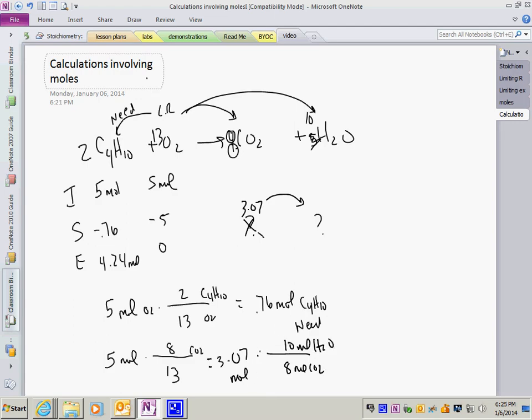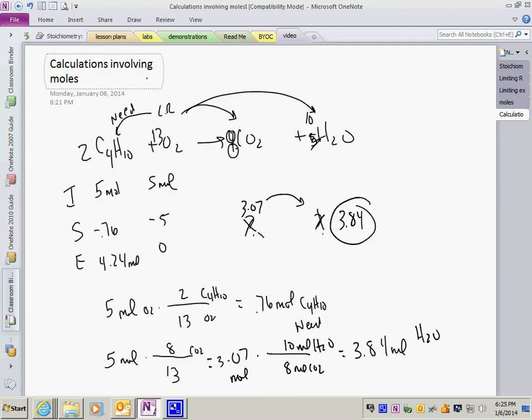As long as the number I'm using was originally based off the limiting reactant, I can use it. I could even use this 0.76 to jump to the CO2 or the water. And this value is going to be times 10 divided by 8 equals 3.84 moles of H2O. Otherwise, that's your example involving a mole-to-mole calculation.